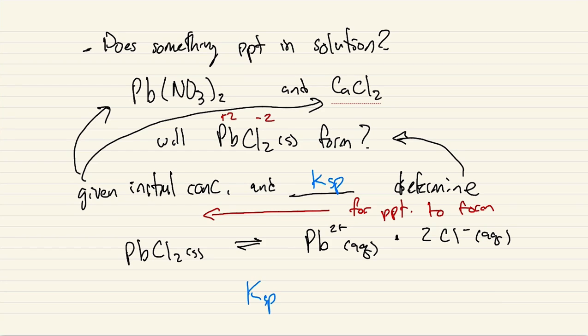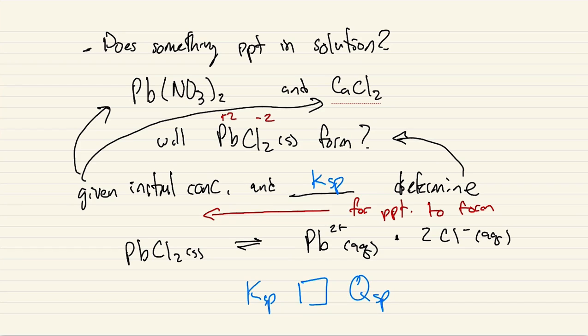We compare KSP to QSP, where QSP is the same thing as KSP, just with some initial concentrations. KSP is related to our equilibrium concentrations. So when we're mixing these two together at whatever concentration or amount, we're asking, do we have enough in the aqueous phase to start precipitating things into the solid phase?